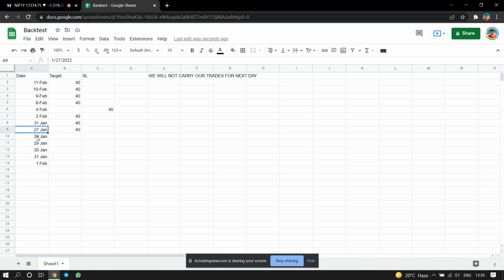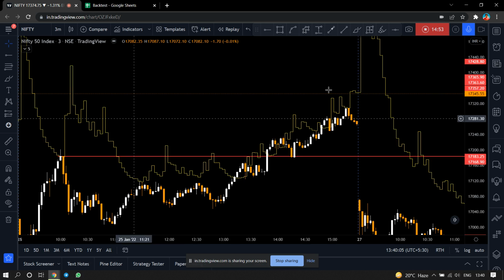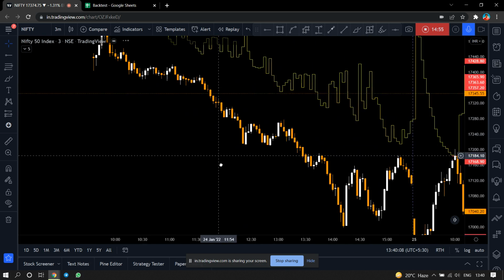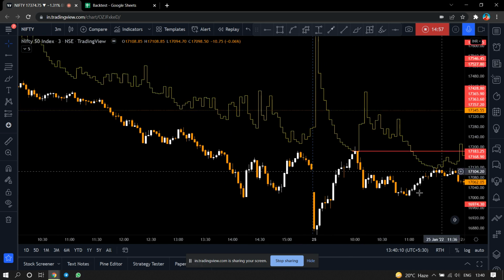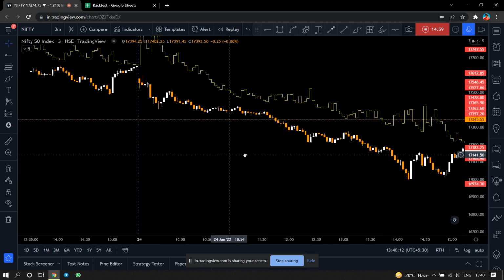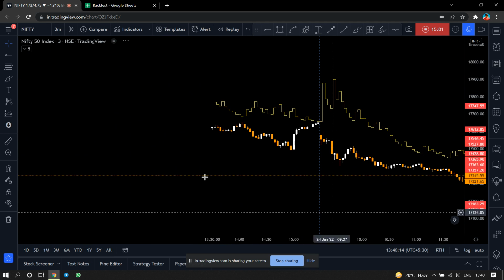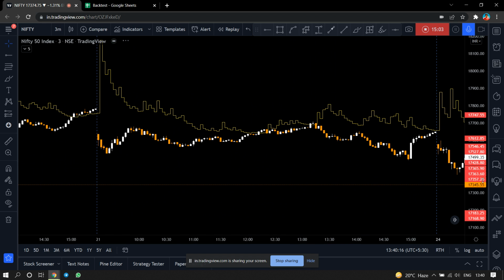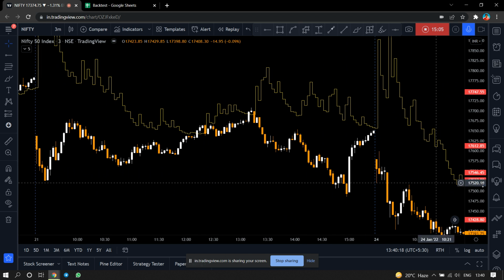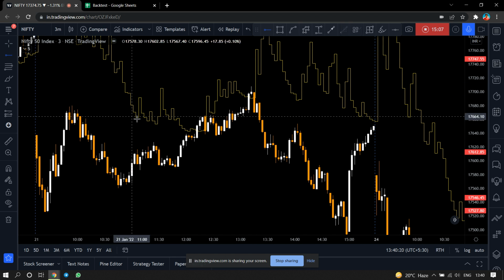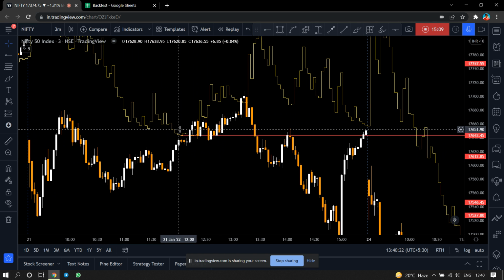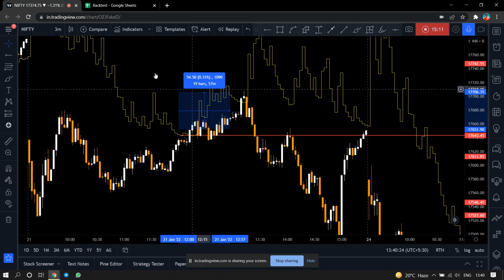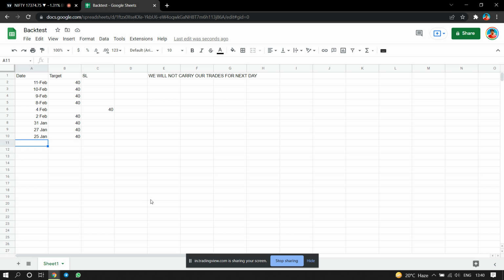On 25th January, we were able to get 40 points. Now moving on to some other day, if you see on 24th January we did not get any trades. We'll completely ignore it. That's fine. On 21st January, if I draw this level at this particular closing, we would have taken our trade and we would have gotten our 40 points target.